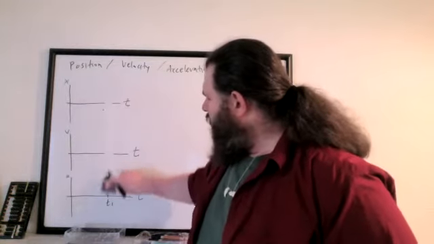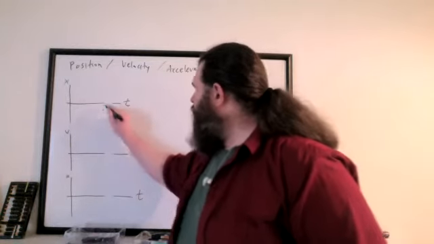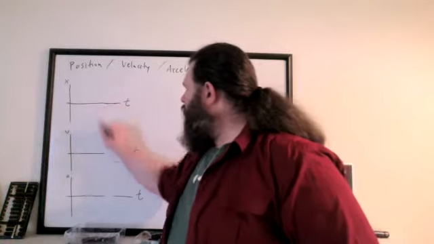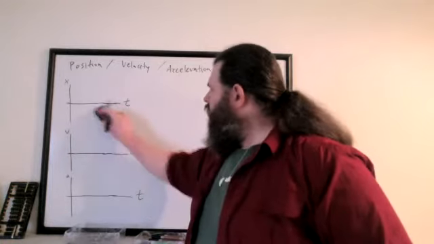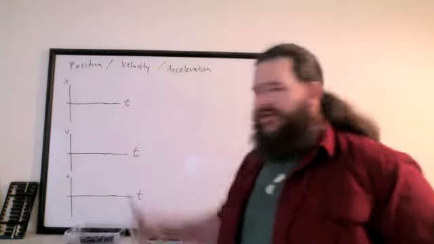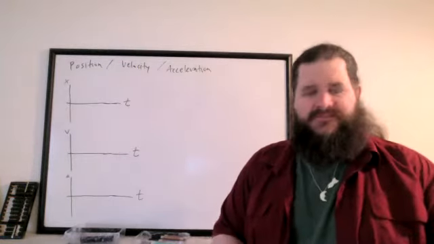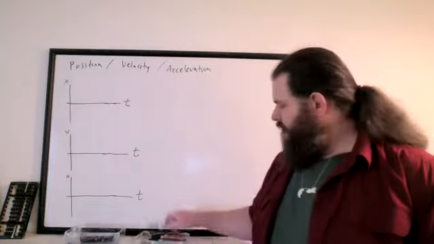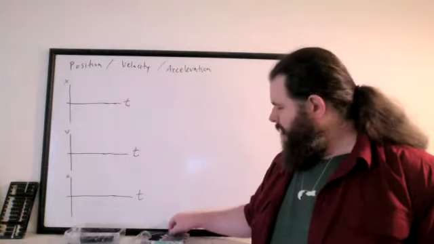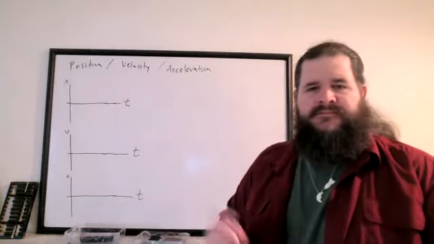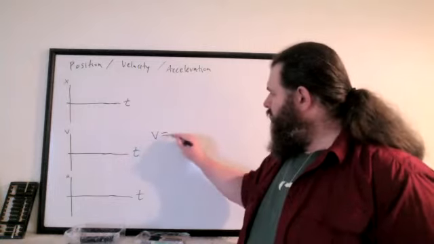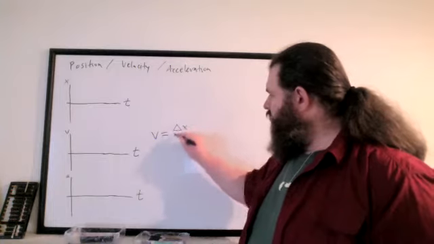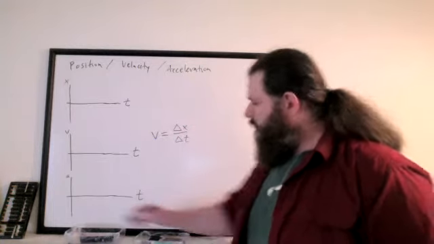So let's take a look at how these are related to each other. How do we define velocity in the first place? What is velocity? The change in distance over time. Right. Change in distance over change in time, which we should really be writing as a derivative.